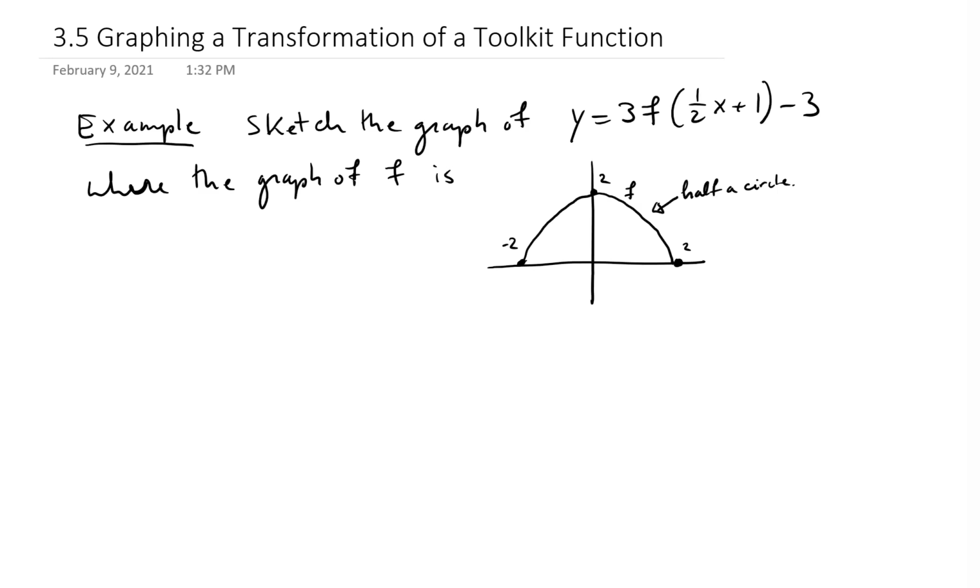In this example, we're given the graph of a function f, which is basically half a circle of radius 2. And we want to sketch the graph of the function y equals 3f of 1/2 of x plus 1 minus 3. So we're going to bring together all the transformations we've seen so far.